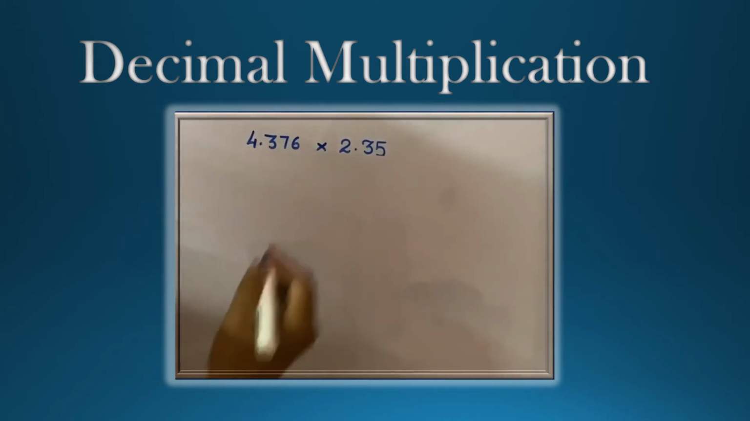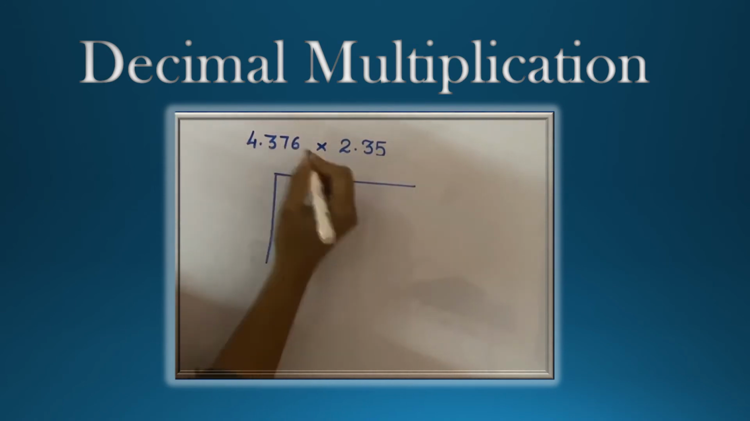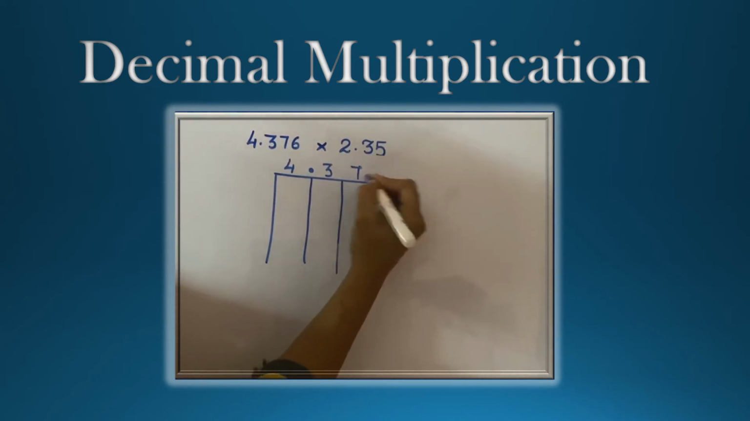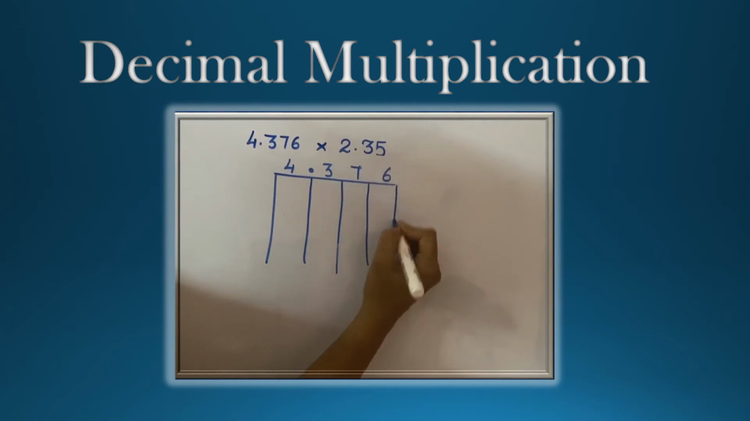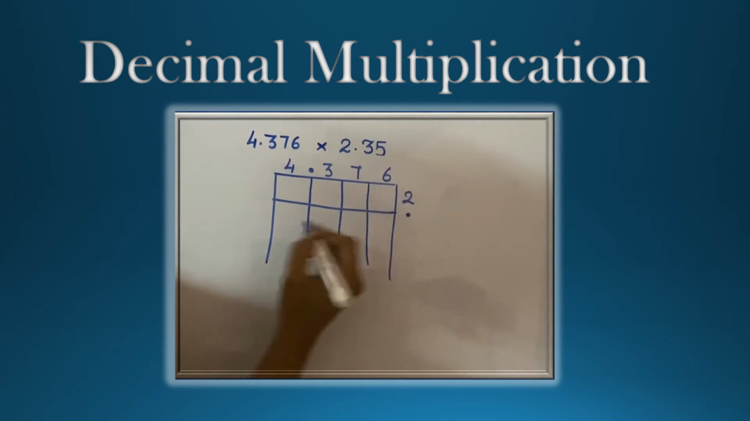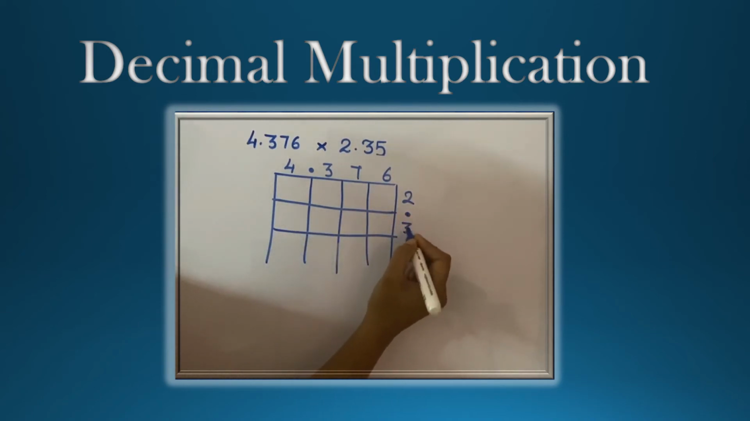What's the product of this? To find out, here it's 4.376, then 2.35, so the point is straight to the horizontal line. Next it's 3, then it's 5.